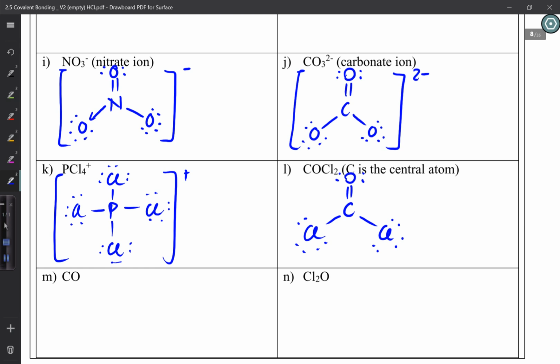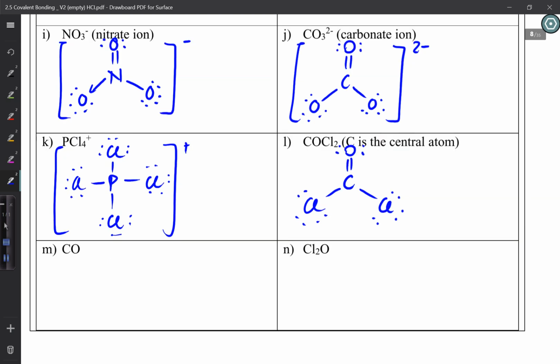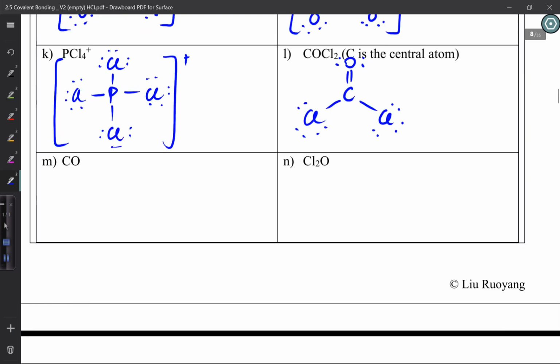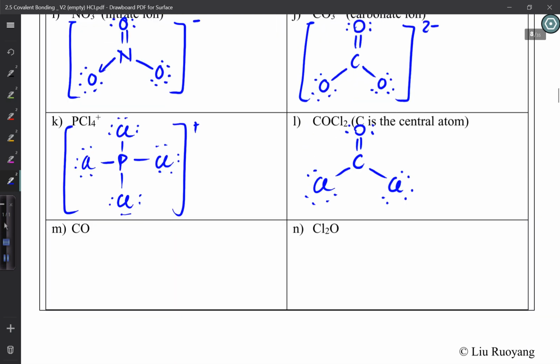How do I know? Because literally... Come, draw the structure of CO. We'll end after this page. And the rest, you can go back and practice. I suggest you draw the dot and cross of carbon monoxide first, before you draw the Lewis structure. Right, it will be much easier.